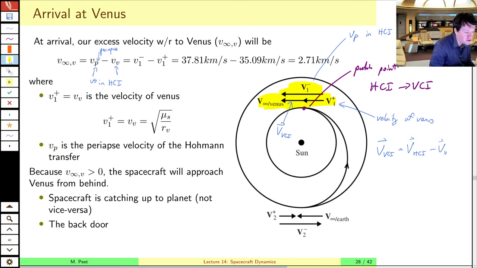So here's, let's just draw Venus's sphere of influence here. Right. So we patch into Venus's sphere of influence. Now, do we arrive up here? Do we arrive down here? That's another question we'll talk about in a second. But our velocity with respect to Venus at the patch point is V infinity here, which is 2.7 kilometers per second.